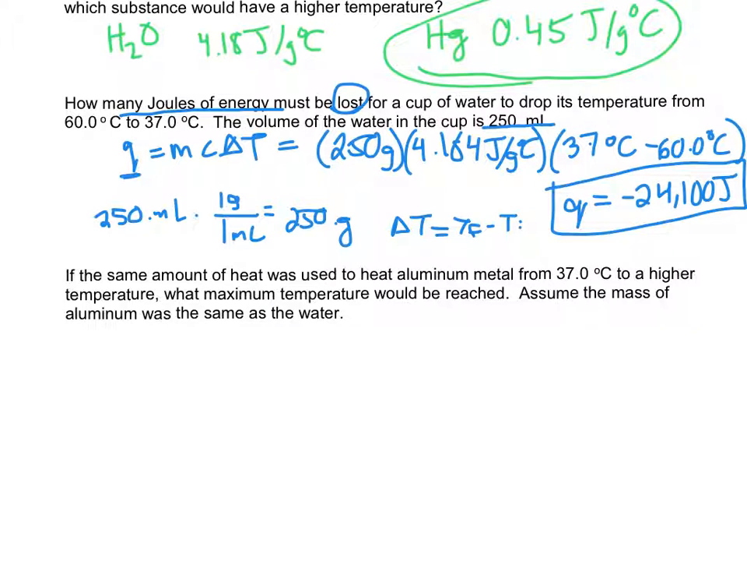So my preference is, as opposed to putting the negative there, I would write 24,100 joules lost. You don't want to put the negative and say lost. You want to either put the negative or say lost or released. So my preference would be, to avoid any confusion, you write the word released or lost. All right, let's try one more.